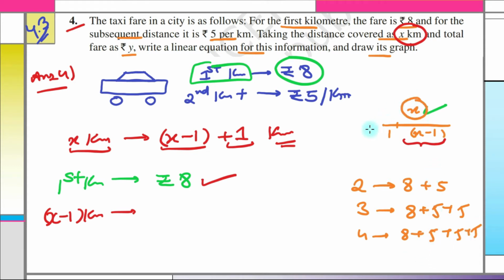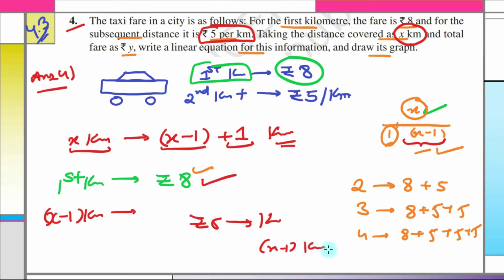So we have total distance traveled as x kilometers. I have rewritten this x as 1 plus x minus 1 kilometers. Now 1 kilometer charges rupees 8, I have counted that. How much is left? x minus 1 kilometers. And if you see carefully, for the subsequent distances I am charging rupees 5 per kilometer. If rupees 5 is for 1 kilometer, then by the unitary method, for x minus 1 kilometers the fare would be 5 into x minus 1.